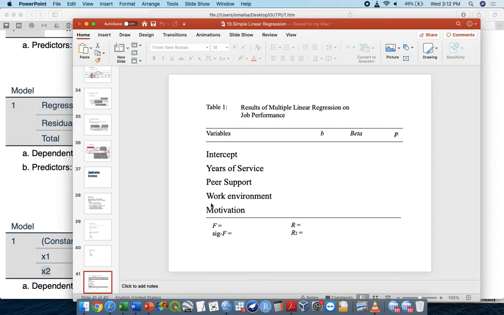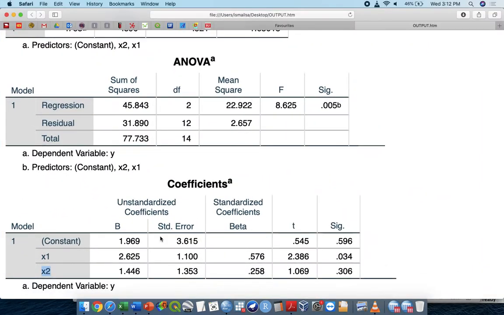You have to report the B, the beta, the P. The small b is actually the unstandardized beta. This one is the unstandardized beta, this one is beta, this one is P. So you have to use the coefficient table. Based on the coefficient table, you get the B, which is the small b, the unstandardized coefficient. And then this one is the standardized beta.